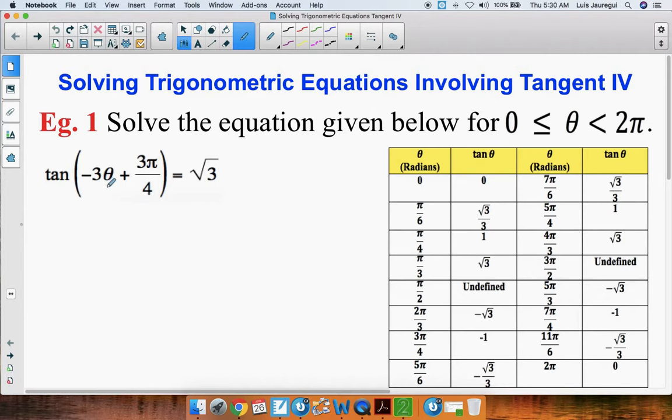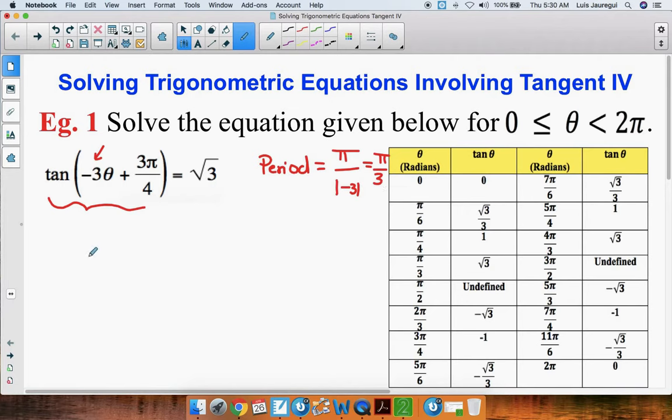Here we have our equation. Tangent of negative 3 theta plus 3 pi over 4 is equal to square root of 3. The first thing we want to do is to figure out what is the period of the given function. So the period of this function on the left is equal to the period of tangent, which is pi, divided by the absolute value of the coefficient of theta. In this case, the absolute value of negative 3. So the period of this function would simply be pi over 3.